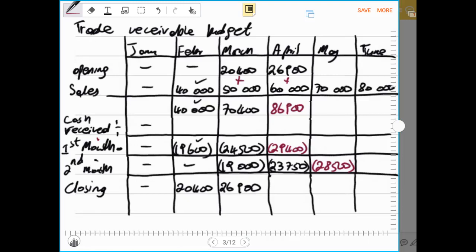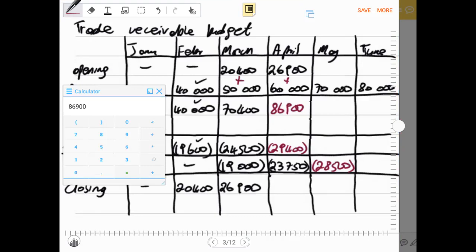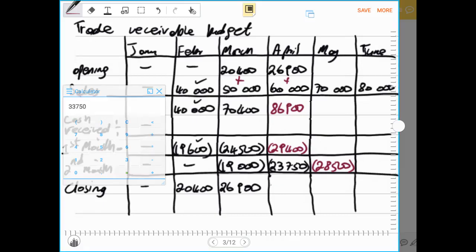Now we say 86,900 minus 29,400 less 23,750. Then this gives us 33,750. 33,750. Then that becomes an opening balance.